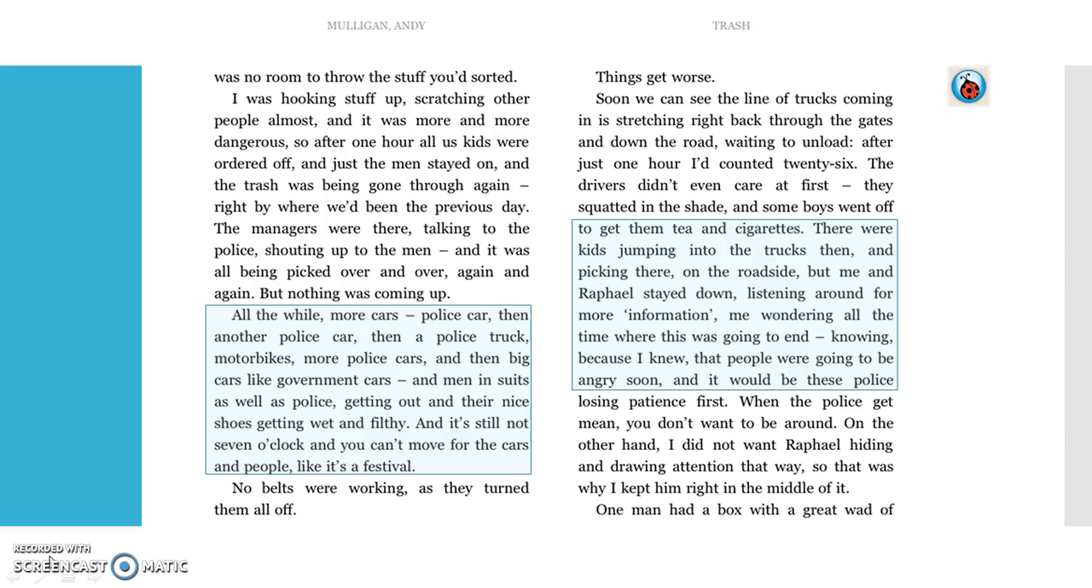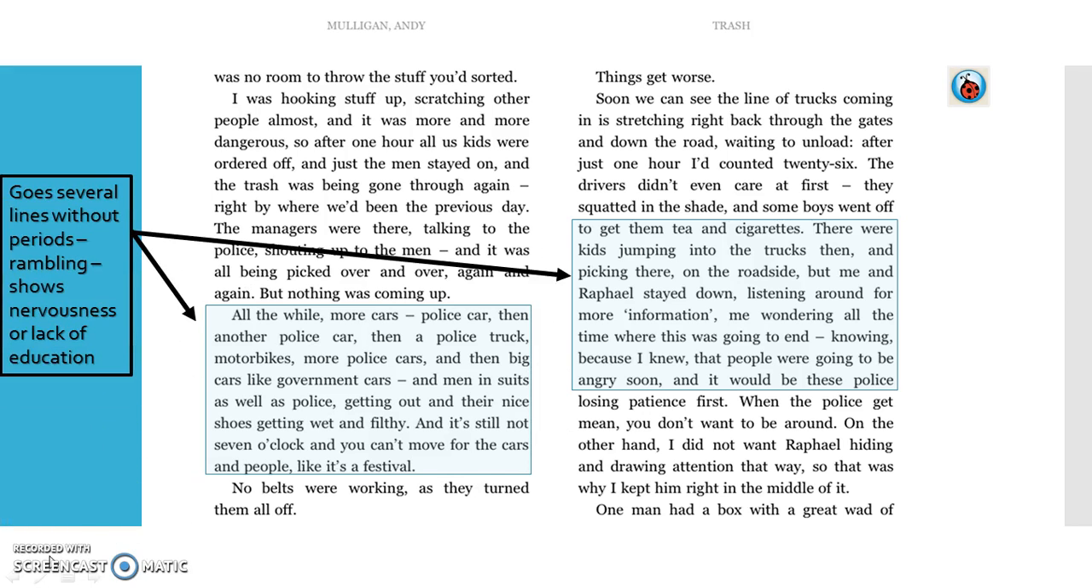Here's another example. There were kids jumping into the trucks then and picking there on the roadside, but me and Raphael stayed down, listening around for more information. Me wondering all the time where this was going to end, knowing, because I knew that people were going to be angry soon, and it would be these police losing patience first. So again, lots of windy sentences, long sentences, continuously added on to by adding some commas in there. So both of these examples from these 2 pages point to this idea of rambling.